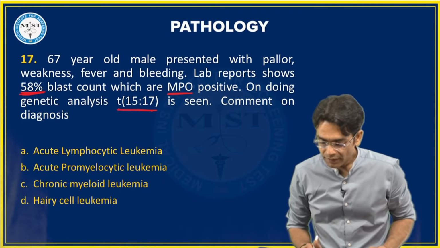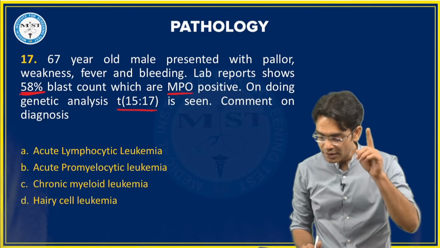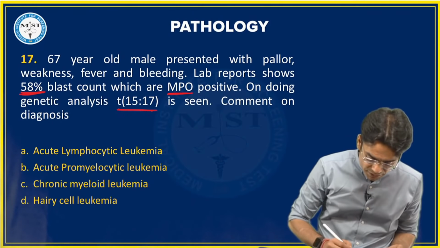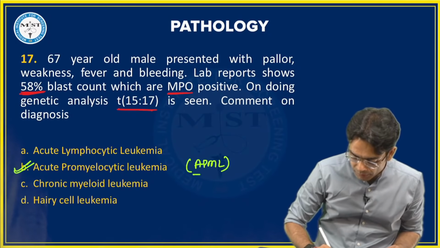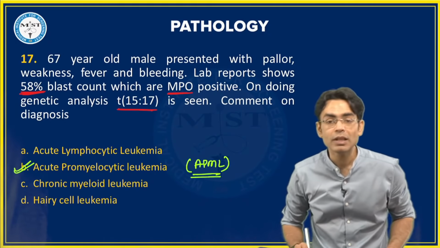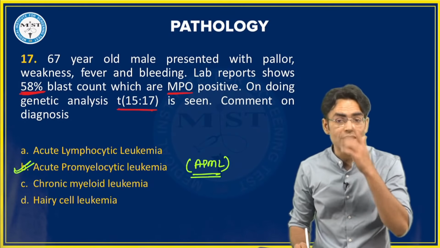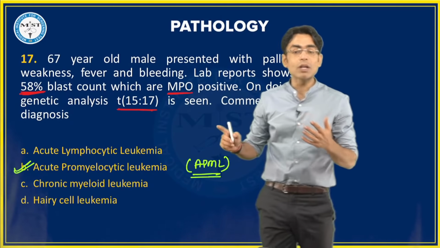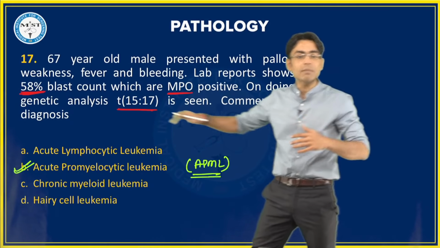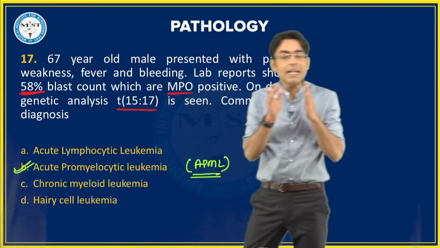Beta, no. The correct answer for this question is B, APML. Beta, for CML, you people are giving me the answer as CML. For CML, the translocation is 9;22. And for chronic myeloid leukemia, for any chronic leukemias, the blast count has to be between 10 to 19%.